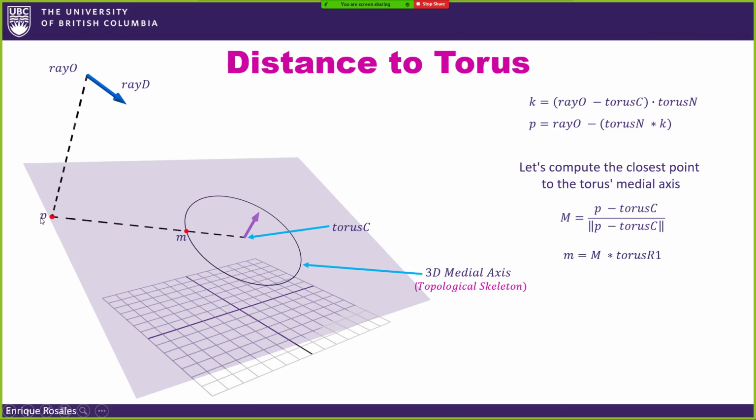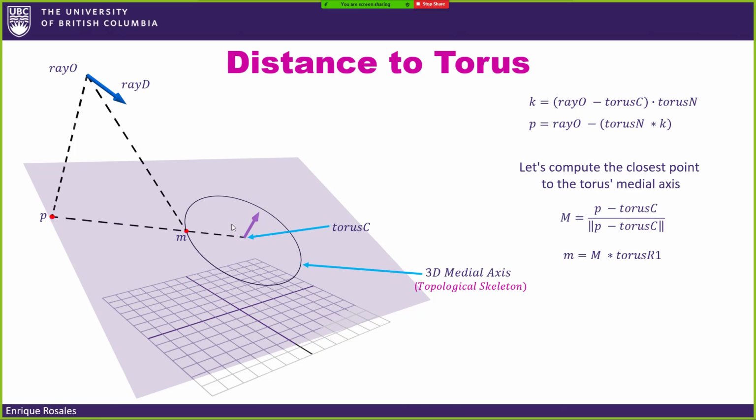So if we say the vector P minus the center of the torus, we can call it M. Imagine that M is this vector right here and it's normalized. Just multiply that vector times the first radius of your torus and you get to this point. So the point M is the closest point from P to the medial axis of the torus. Very, very easy to compute.